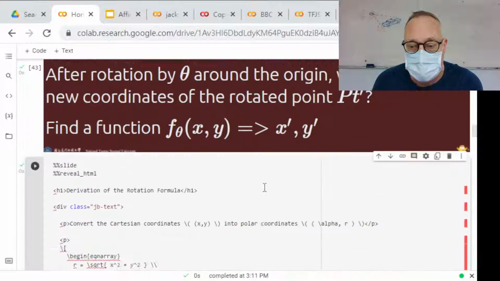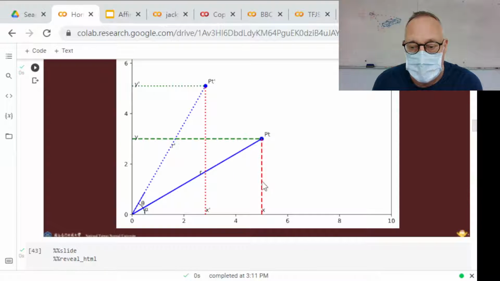So if you look at this figure, then here's my point PT. Now if I rotate it, then in polar coordinates, the system is much easier, right? Because the new angle is going to be alpha plus theta, and the new distance, the distance to the origin, has not changed. So we end up with R here as well. Right? PT, the distance from 0 to PT is the same as from 0 to PT dash.